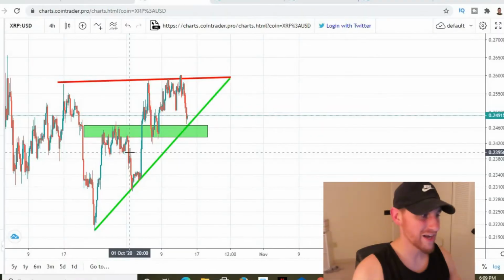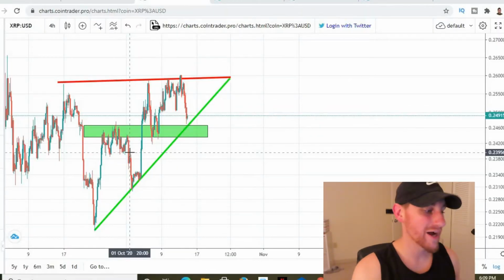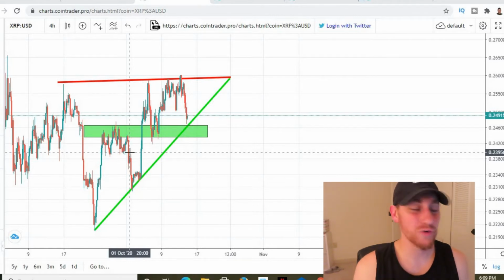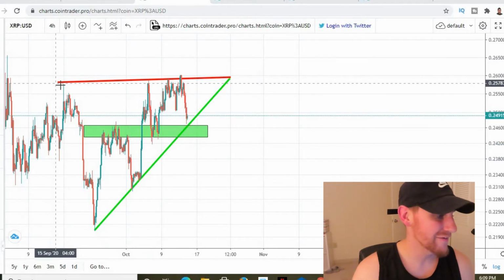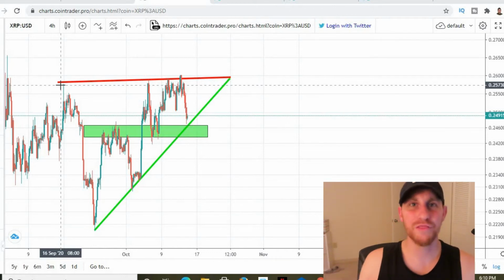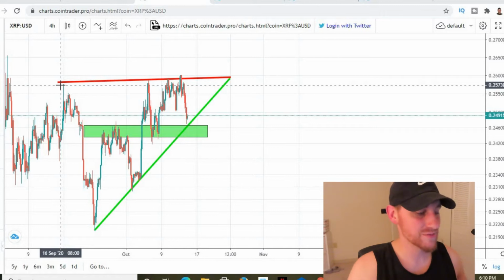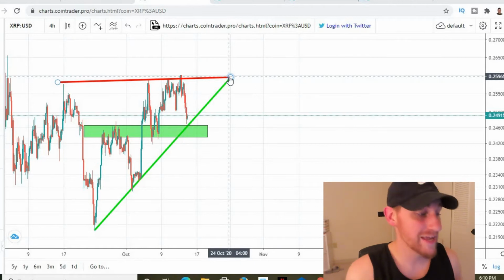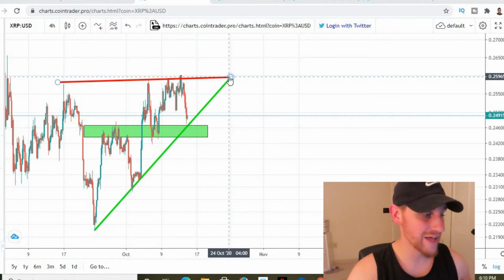As we jump right on in to the 4-hour chart for XRP, as you guys can see, we're just in this ascending triangle that has been bouncing around ever since the middle of September. So about a month so far, this pattern has been going on. And this apex is about the 24th of October. So we have about 10 days until the apex of this ascending triangle actually plays out.